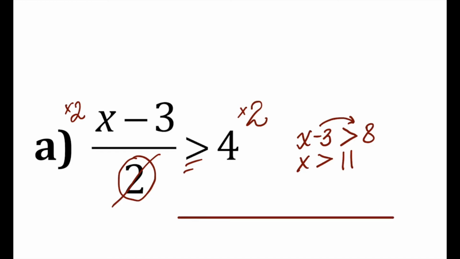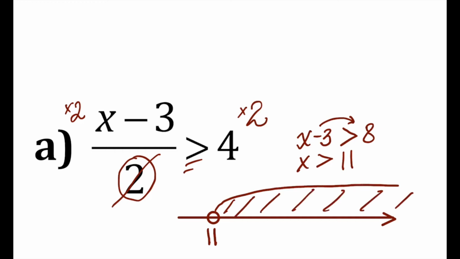So you draw the line. Since this is not including, it's not equal to, your 11 point is going to be hollow. So this is 11. And since I ended up with x being greater than 11, then let's say there's 12 and 13 and on it goes. Anything above 11 is the solution to your inequality.